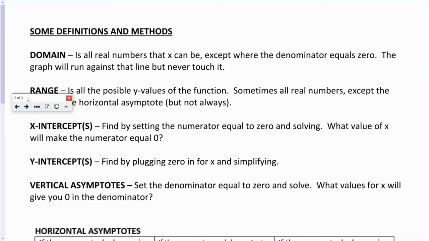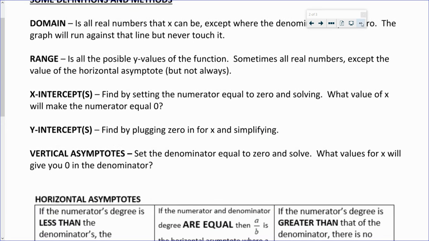So we have information here. Let me move that up. We have the domain and the range and the x-intercept and the y-intercept. But here is where it becomes even more important, right here. Vertical asymptotes. How do we find them? Well, it's pretty simple. We look at the denominator, we set it equal to 0, and we solve for x. And the values of x that give you 0 in the denominator are the asymptotes.